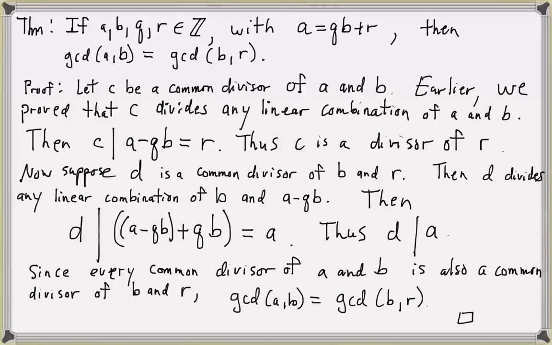So that finishes the proof of this theorem, and it justifies why the Euclidean algorithm works to find the greatest common divisor. Let's look at another example of the Euclidean algorithm. Let's find the greatest common divisor of 12,345 and 11,111.